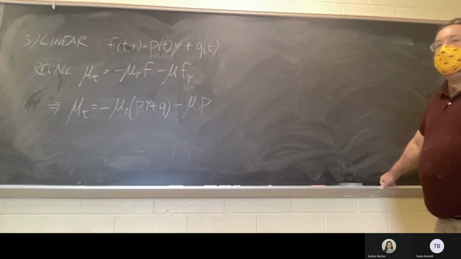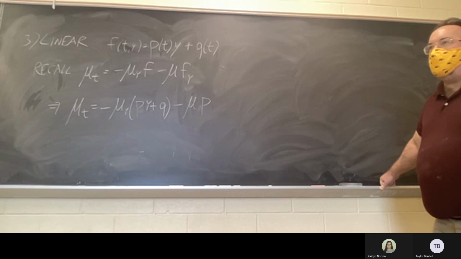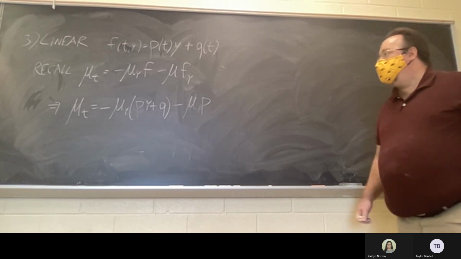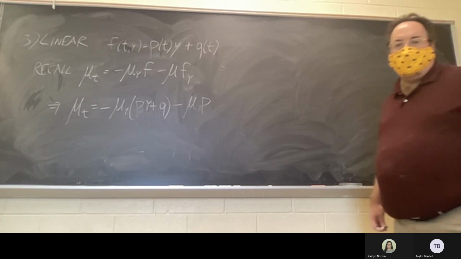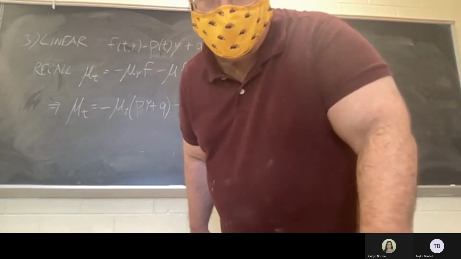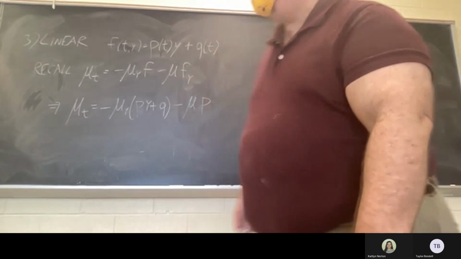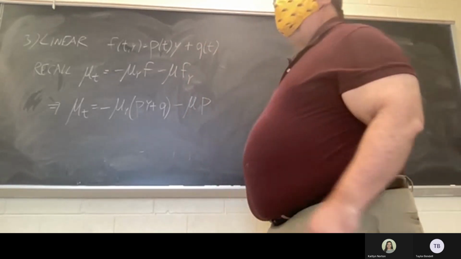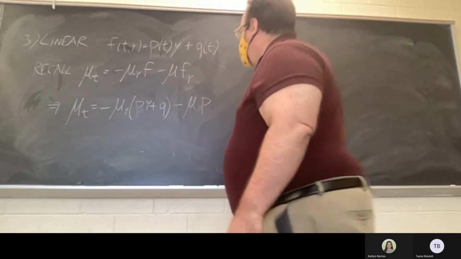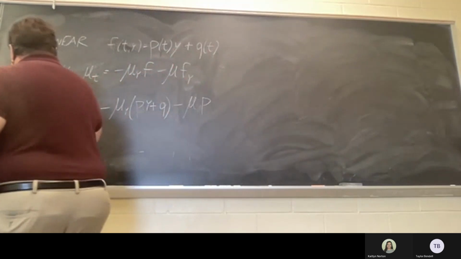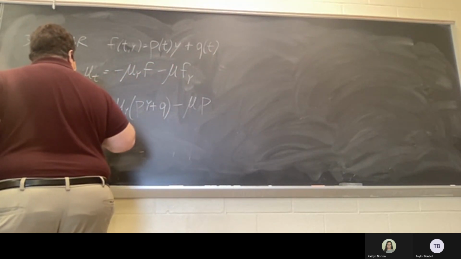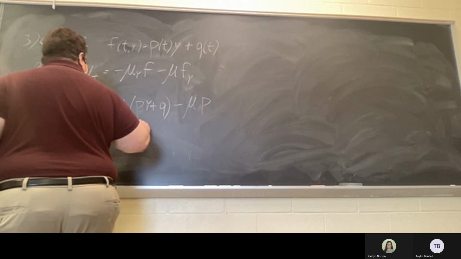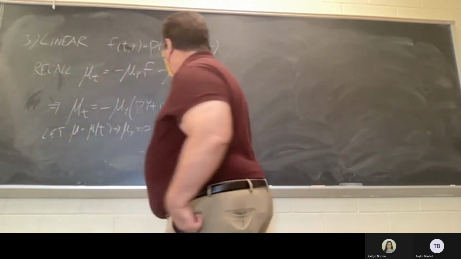Wait, say that one more time. If mu only depends on y, then mu_t is 0. So maybe the other way then. If we assume that mu is a function of only t, then we just have a straight up mu over here. Yeah, I read about that one. So I'm going to let mu equal mu of t, so mu_y is 0.